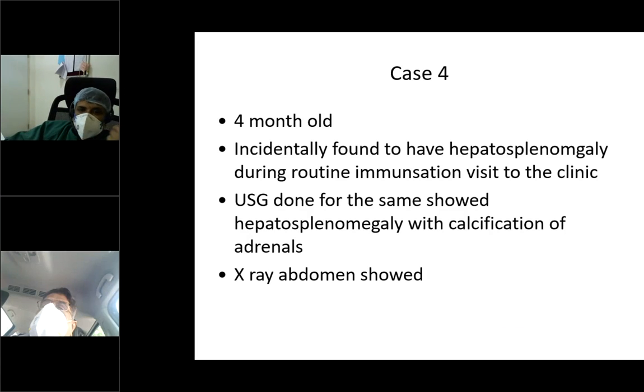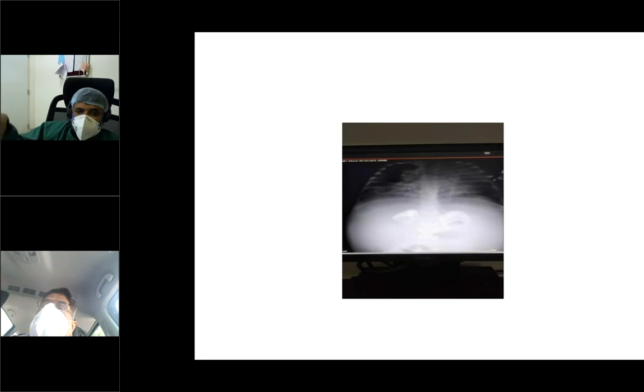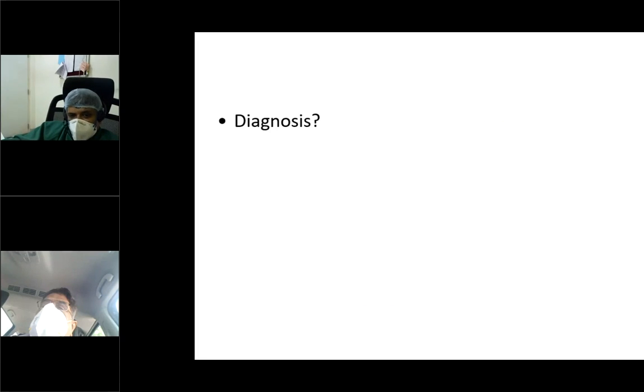Right? And moving on to the next case, this is a 4-month-old baby who was incidentally found to have hepatosplenomegaly during a routine immunization visit to the clinic. Ultrasound showed hepatosplenomegaly with calcification of the adrenals. So here basically the diagnosis is established from the radiology department to the pediatric department. Ultrasound was done as a part of evaluation of hepatosplenomegaly that picked up the calcification of both adrenal glands, and this is the X-ray that again showed calcification of both adrenal glands.